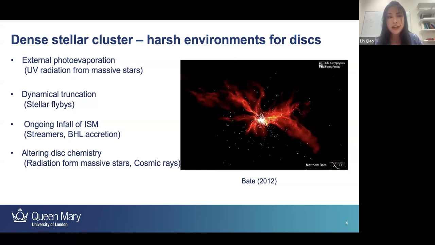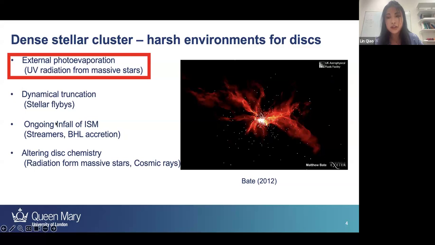This can also be affected by dynamical truncations by frequent stellar flybys in this kind of cluster. There can also be ongoing inflow of star-forming gas cloud onto the disk, replenishing the disk material. And the radiation from the massive stars and the cosmic rays, for example, reaching the disk surface, can alter the disk chemistry and therefore alter the planet compositions. For this talk, I will focus on the first effect, which is the external photoevaporation.